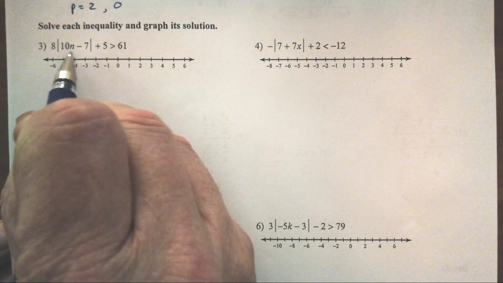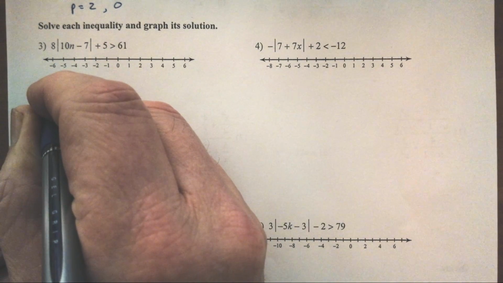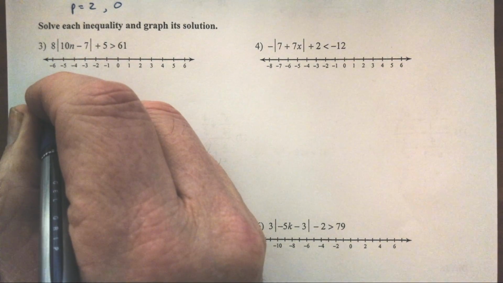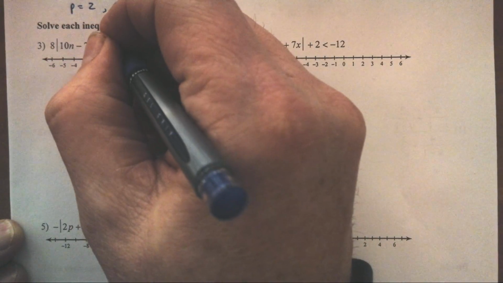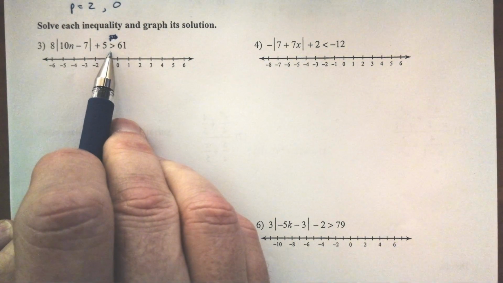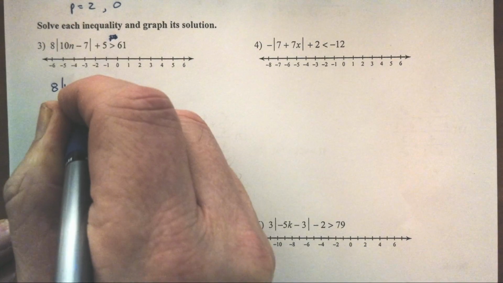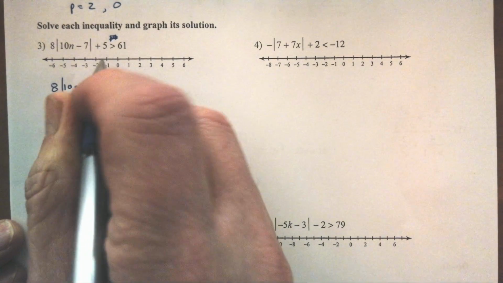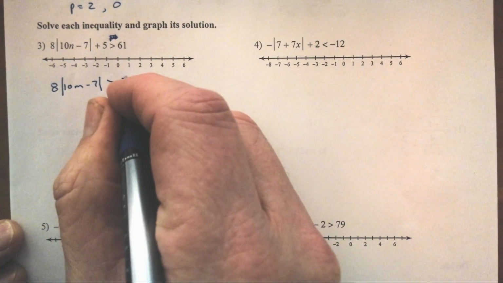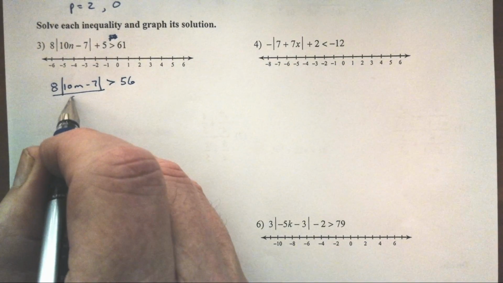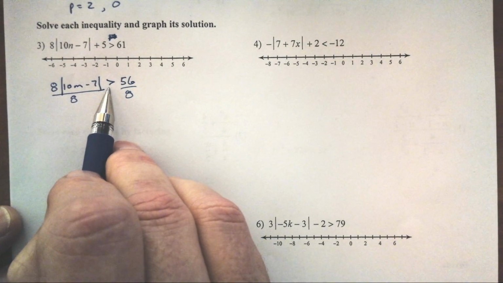Here, on this inequality, I still want to get the absolute value alone. So I'm going to jump to step 2 by subtracting 5 on both sides. I was going to treat this temporarily as an equal-to problem. Actually, I am not. I've taught it that way, but this works well. So I'm going to keep it as a greater than. So subtract 5 on both sides. 8 absolute value of 10m minus 7 greater than, subtract 5 on both sides. When I subtract 5, it stays greater than, I get 56. When I divide both sides by positive 8 to get the absolute value isolated, this still stays greater than.